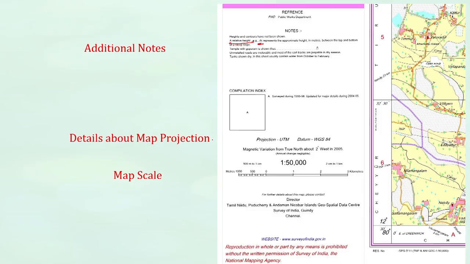Next, details about map projection. This OSM sheet is prepared using UTM projection, Universal Transverse Mercator projection. Datum is WGS 84. Regarding this projection and datum, you will be learning in detail in the upcoming lecture series in the same course, okay, not to worry.